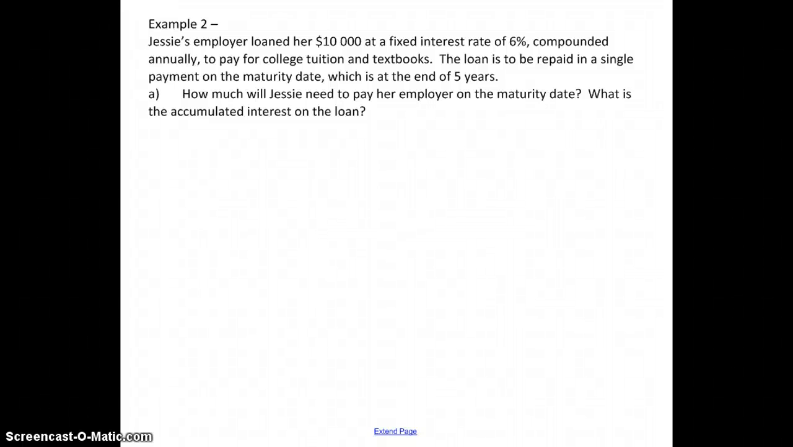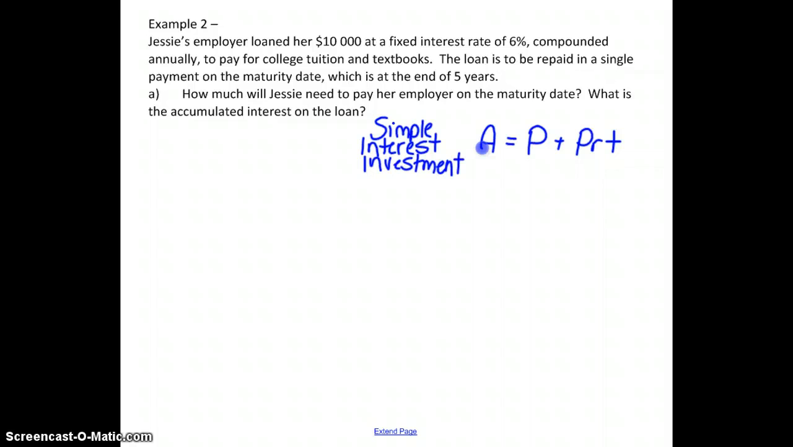So to start off today, we're continuing with section 2.1, analyzing loans, but we're going to start with two formulas that are new. The formula that you already have is A equals P plus PRT. Now this is a simple interest investment perspective. So please write this down.